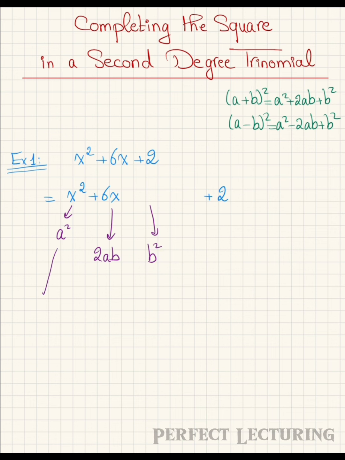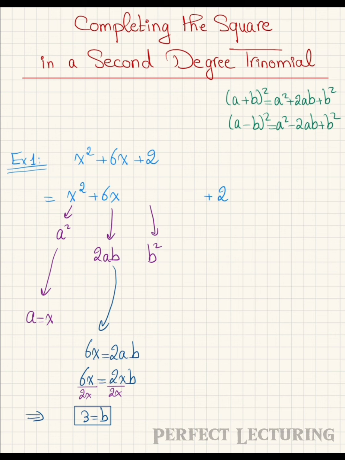So if the first term is a squared, which means x squared, we conclude that a is equal to x. So our next task is to find b, because b is the missing term here. How do we do that? By using the second term. So the second term, which is 6x, is equal to 2 times a times b, and we already found a to be x, which means b is equal to 3. So the third term, which is b squared, will be 3 squared. And of course, it is plus b squared. We always add a plus. Why? Because if you look at both formulas, in both formulas we have plus b squared.